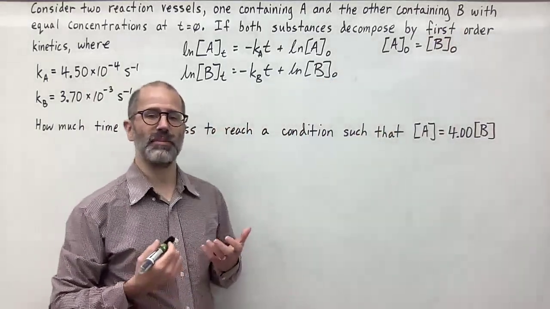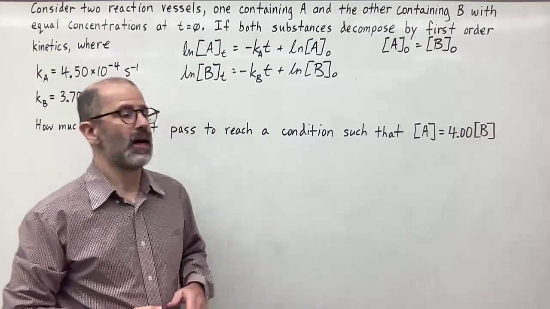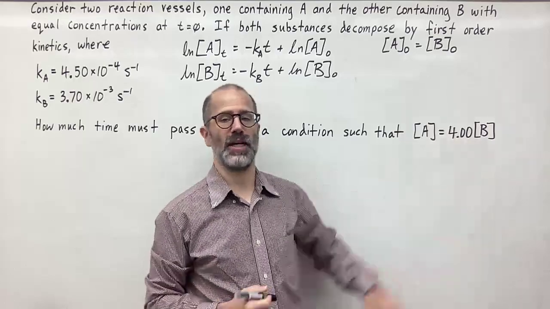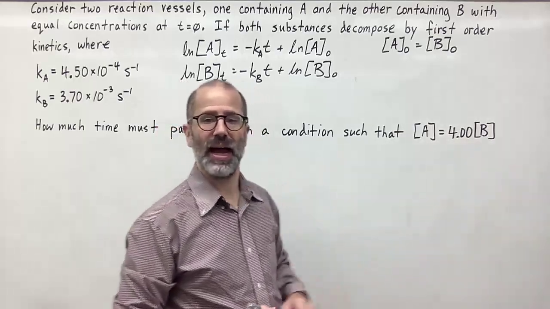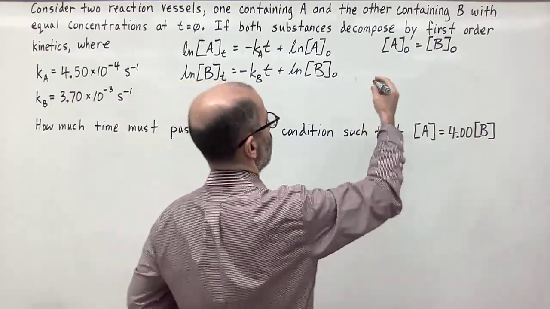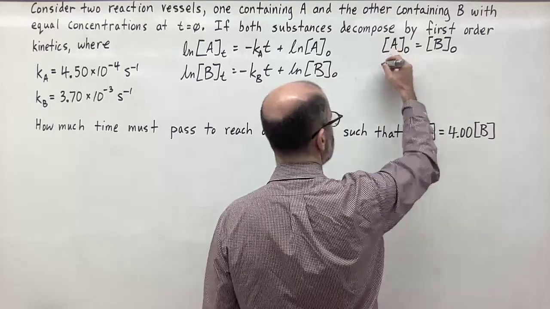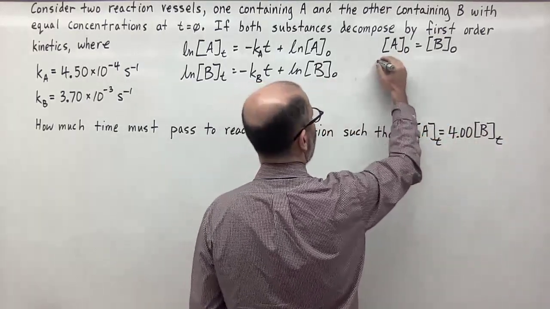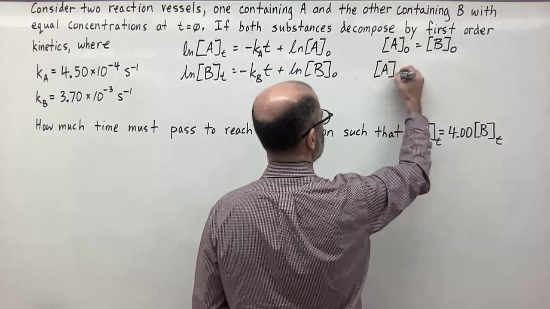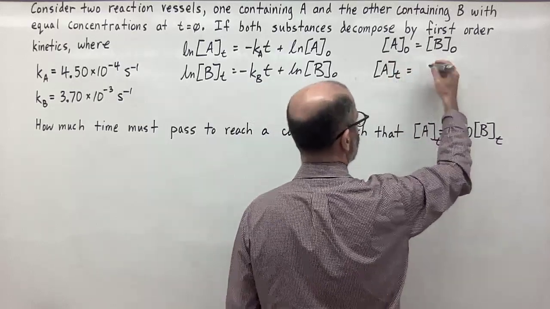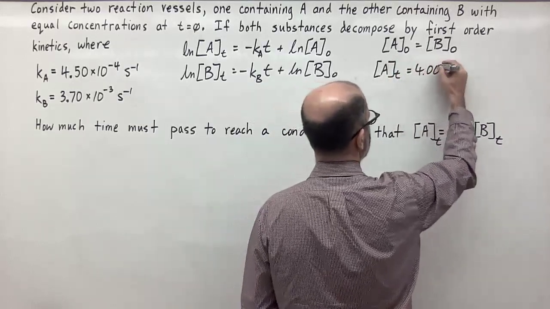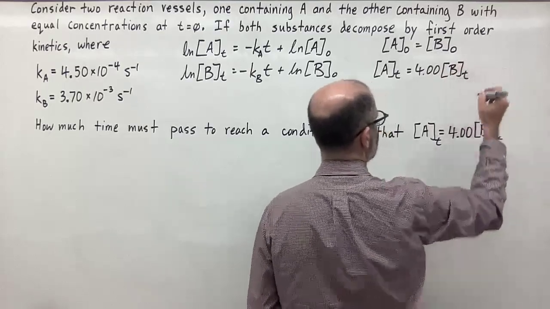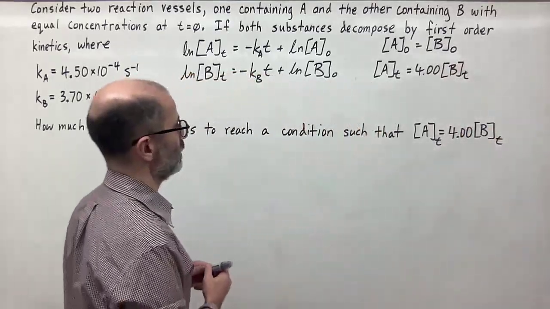And at a certain time t, which is what we're trying to find, the concentration of A is equal to 4 times the concentration of B. So we have that as well. So let's just write that up here so we know that this is time t. So the concentration of A at some time t is going to be equal to 4.00 times the concentration of B at some time, whatever that time is.